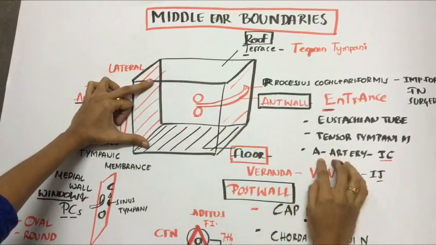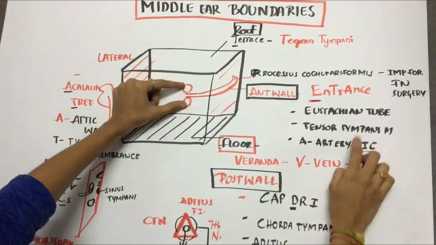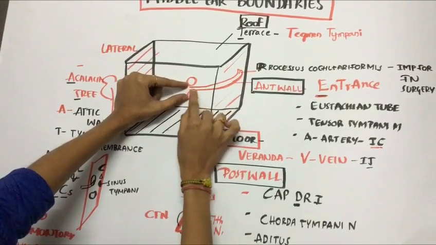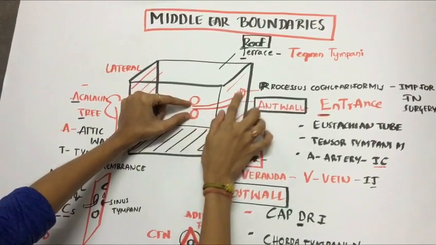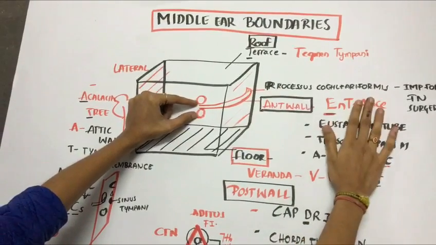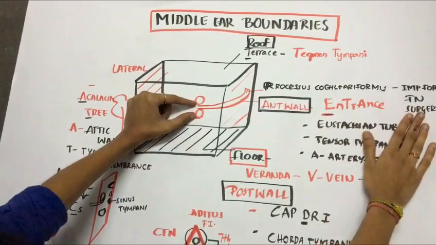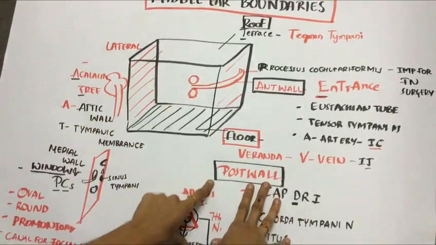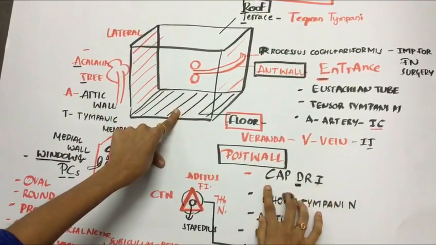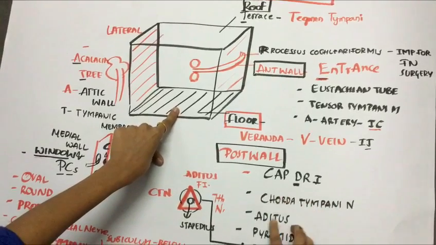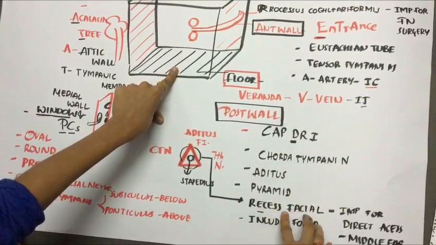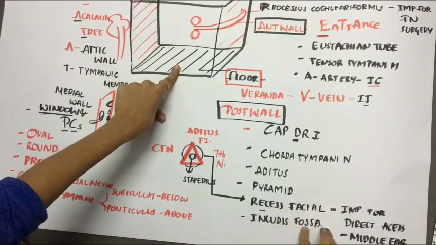It has a bony plate which separates it from the internal carotid artery, and the two openings are for the eustachian tube and tensor tympani muscle. In between the two openings, the bony plate extends from the anterior wall to the anterior side of the oval window on the medial side. This is processus cochleariformis. It is important for facial nerve surgery. Coming to the posterior wall. In the posterior wall, there is a dry cap. C for chorda tympani nerve. A for aditus. P for pyramid. D, R for recess, facial recess, and I for incudis fossa.